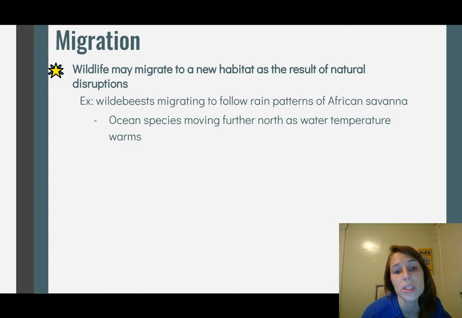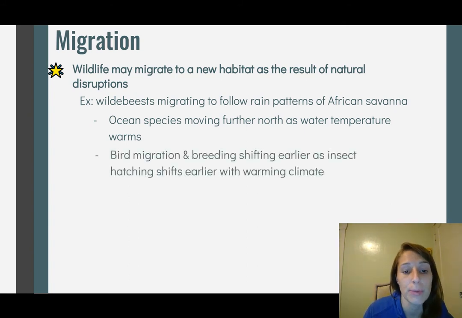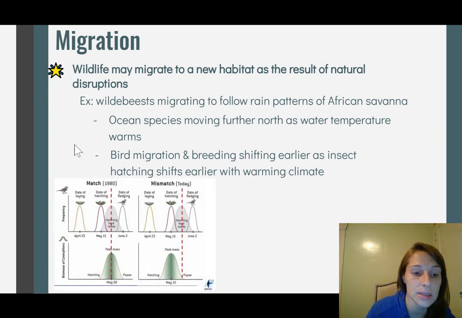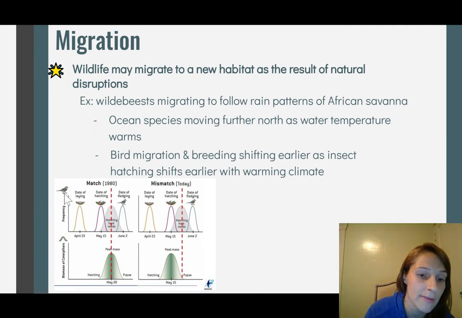Another example can be ocean species moving further north as water temperatures warm. And a third example can be bird migration and breeding shifting earlier as insect hatching shifts earlier with the warming climate. So if we look at this diagram here, in the past, when these birds were laying their eggs, the date of their hatching is around the end of May, that is when their babies are going to be hatchlings.